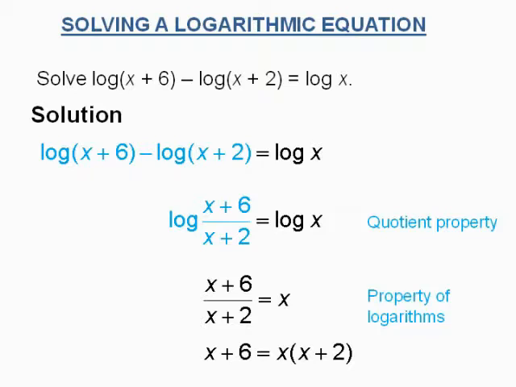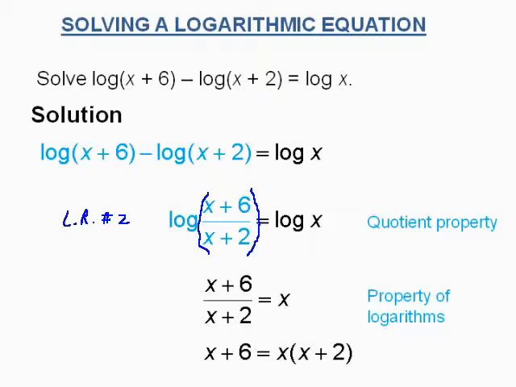Solve the log, now this is of course base 10 since there's no base given: the log base 10 of x plus 6 minus the log base 10 of x plus 2 equals the log base 10 of x. All right, now when we look at this one here, we've got two logs being subtracted. Whenever you see two logs being subtracted like that, we can combine them into one log by using log rule number 2. So we get the log of x plus 6 divided by x plus 2 equals the log of x.